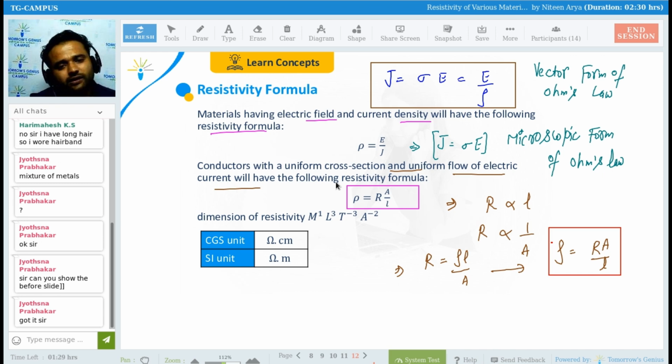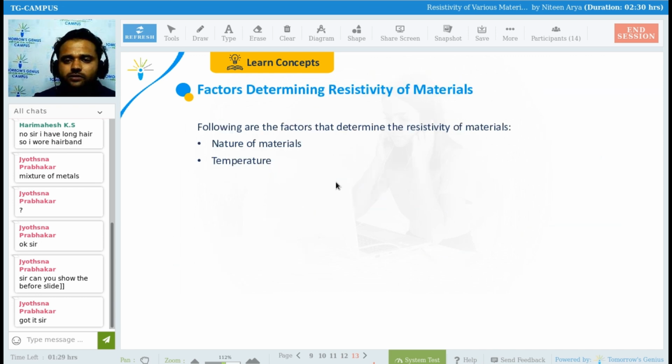Dimension of resistivity, that is going to be R's directly, so you can note it down: mass, length cubed, time to the power minus 3, current to the power minus 2. CGS unit, important one: ohm centimeter. SI unit, important one: ohm meter. Clear everything? We already went through this, so I'm not focusing on it much. Clear, beta? Okay. So these are the factors determining the resistivity of a material: nature of the material and temperature.